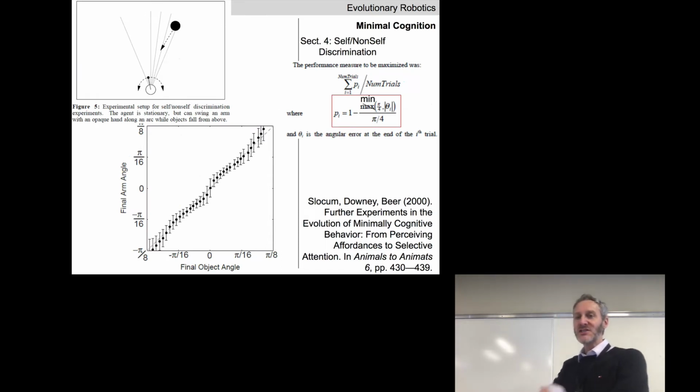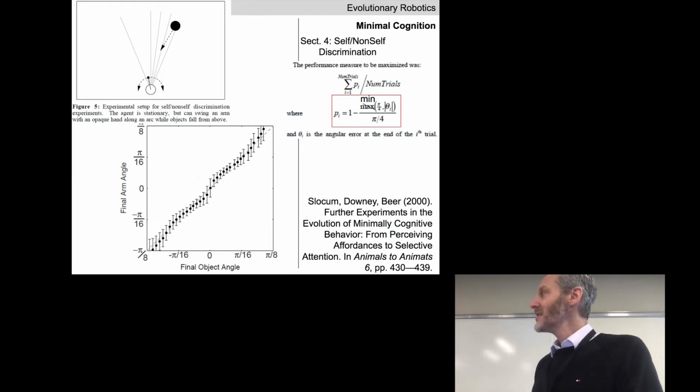Okay, let's look at the second of the 4 tasks. We're doing the minimal cognition Olympics today, so on to the next event. In this case, we're going to evolve an agent to discriminate between self and non-self. We've actually already encountered a machine that tried to do this and actually did a pretty good job at it. Who was it?